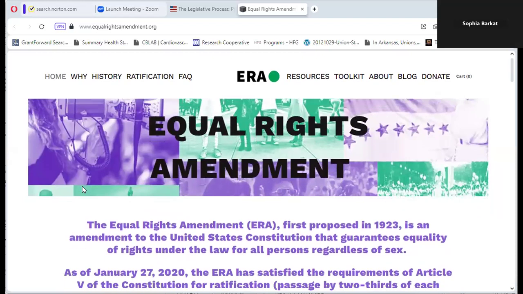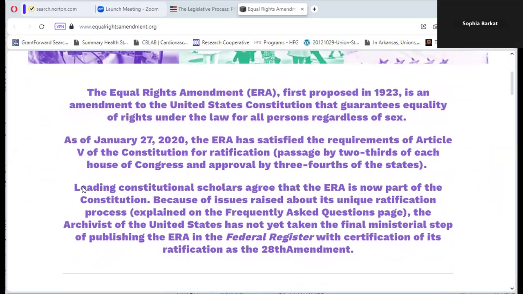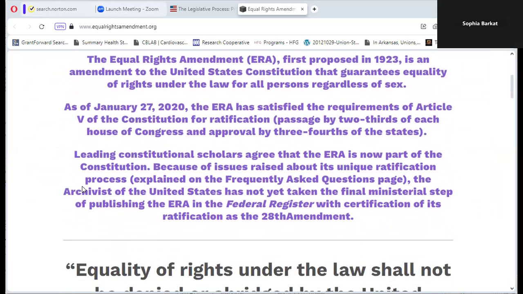And it says the Equal Rights Amendment, first proposed in 1923, is an amendment to the United States Constitution that guarantees equality of rights under the law for all persons, regardless of sex. As of January 2020, the ERA has satisfied the requirements of Article 5 of the Constitution for ratification: passage by 2/3 of each House of Congress and approval by 3/4 of the states. Leading constitutional scholars agree that the ERA is now part of the Constitution because of issues raised about its unique ratification process. The archivists of the US has not yet taken the final ministerial step of publishing the ERA in the Federal Register with certification of its ratification as the 28th Amendment. So we just have 27 amendments right now.